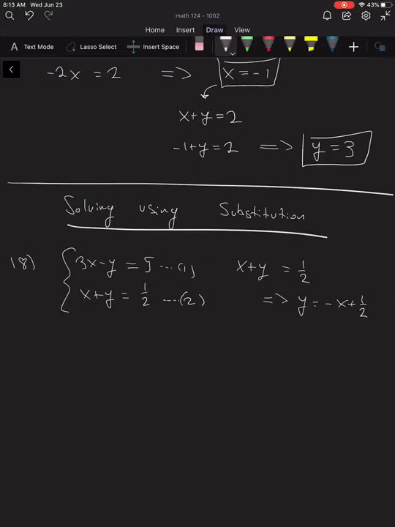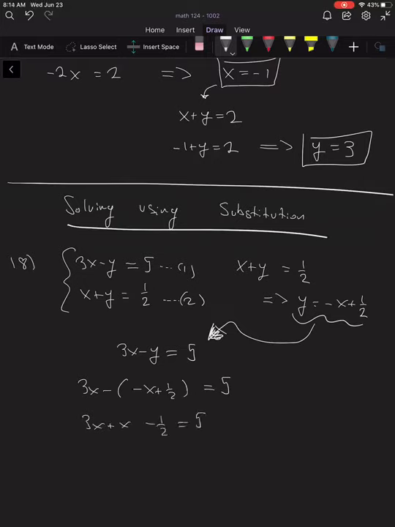So now we need to plug this into the other equation. We chose the second equation, so we need to plug this into the first equation, 3x minus y is equal to 5. So we're going to take this y and plug it into this equation over here. Okay, so then we get 3x minus (minus x plus 1/2) is equal to 5. So this is 3x plus x minus 1/2 is equal to 5.